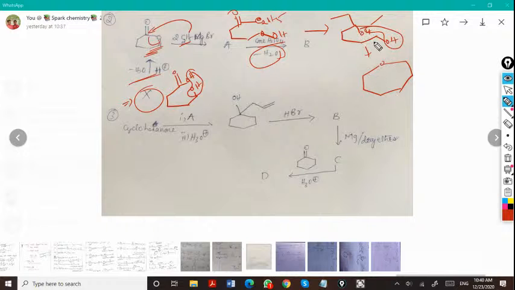Okay. So on the oxygen attached carbon, there are two ethyl groups. One, two. Okay. So this will be the product.